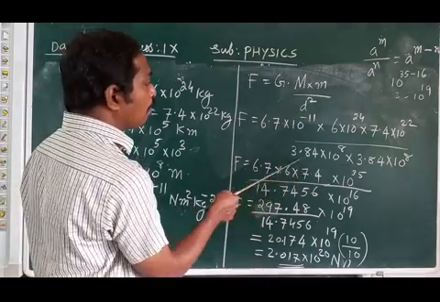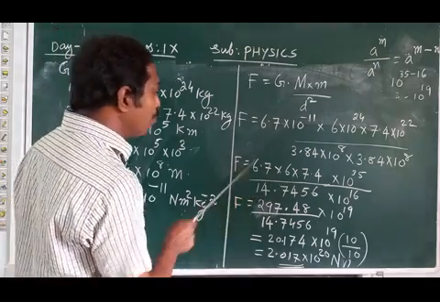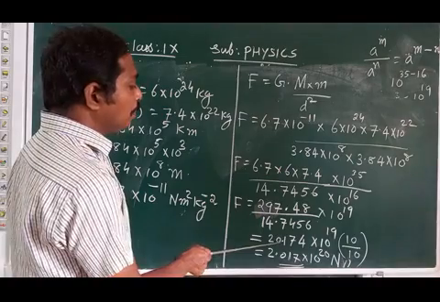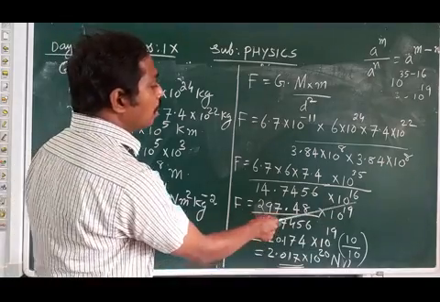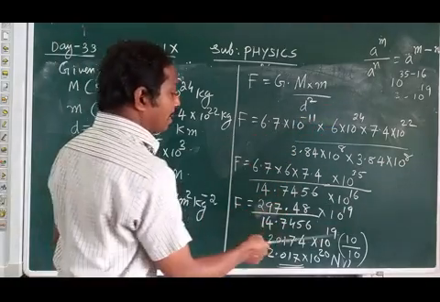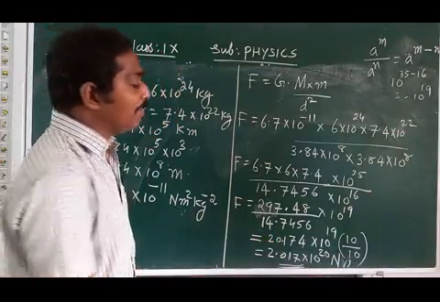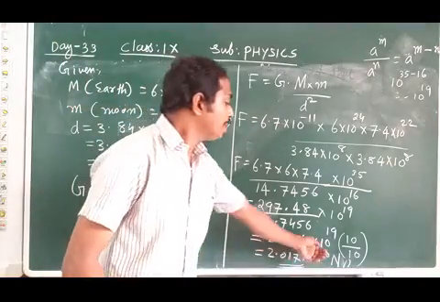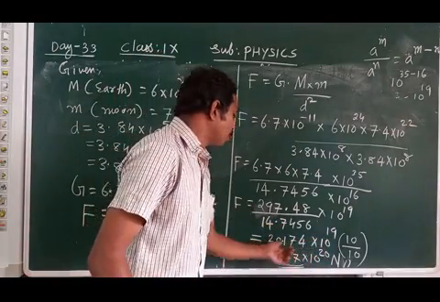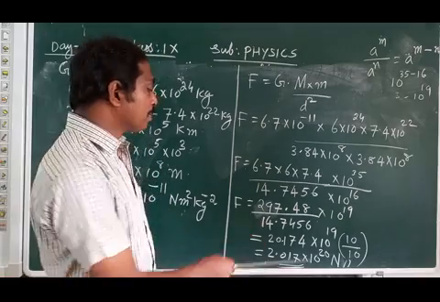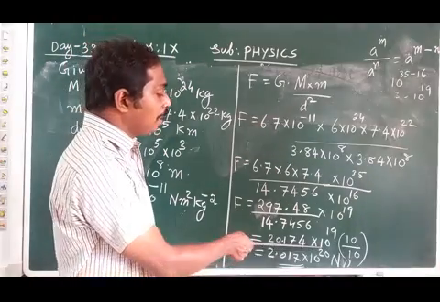Then multiply 3.84 into 3.84 and we will get 14.7456. When we simplify this we get 20.174, and the exponent works out to 10 raised to 19. Then numerator and denominator we can multiply and divide with 10 with no change in value. To get the exponent 20 only we did this process. We can do it like that, no problem. But to match the textbook answer, we multiply and divide with 10. You can still stop here, no problem.